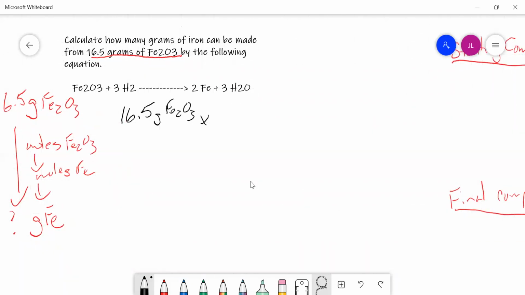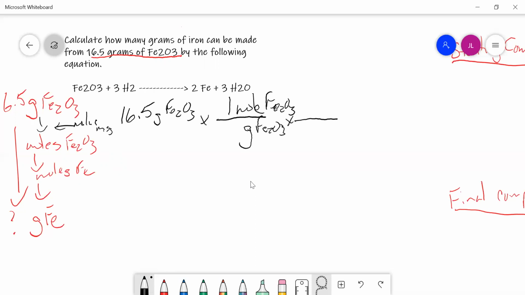From there, if I have grams of Fe2O3 on the bottom, on the top here I'm going to go from grams of Fe2O3. And again, if I'm going to go from grams to moles, we're using molar mass. And remember, molar mass is always grams per mole. So we're going to have 1 mole Fe2O3 on the top there.